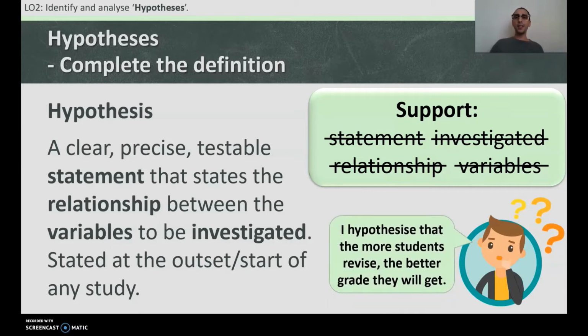I hypothesize that the more students revise, the better grade they will get. That will be another hypothesis, right? Whether that is true or not, it's definitely true. But we haven't done research into it, so we can't come to that conclusion yet. But it's definitely true.